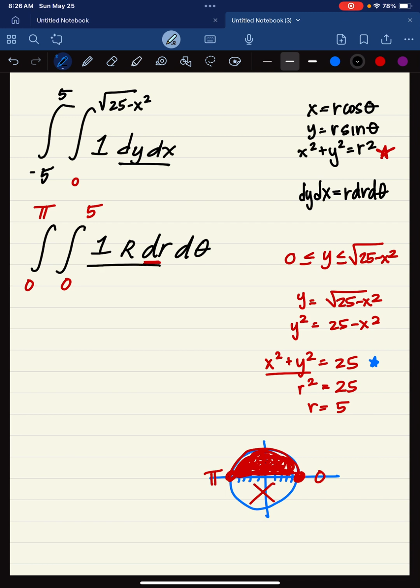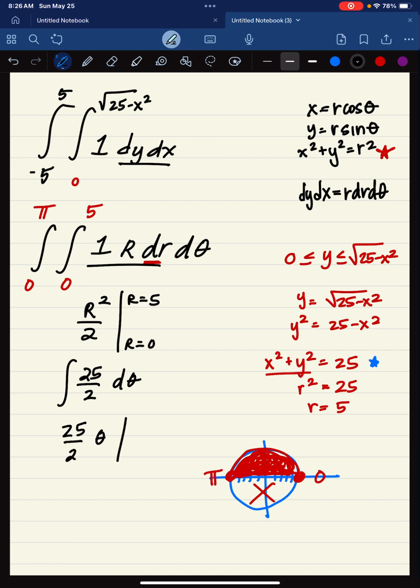Okay, so that's how I set it up, and that's the hardest part. I'm going to integrate with respect to r, so I'm going to get r squared over 2. I'm going to be evaluating that from r equals 0 to r equals 5, which would just give me 25 over 2. Then I'm going to integrate that with regards to theta. So this is going to be 25 over 2 theta, and theta goes from 0 to pi. So this would be 25 pi over 2 minus 0, which would just be 25 pi over 2. And that's how it would look.